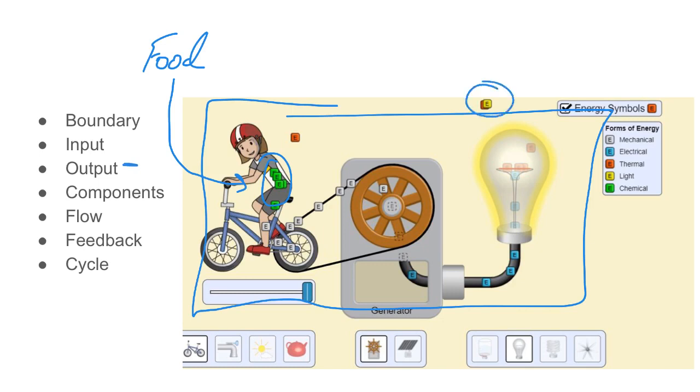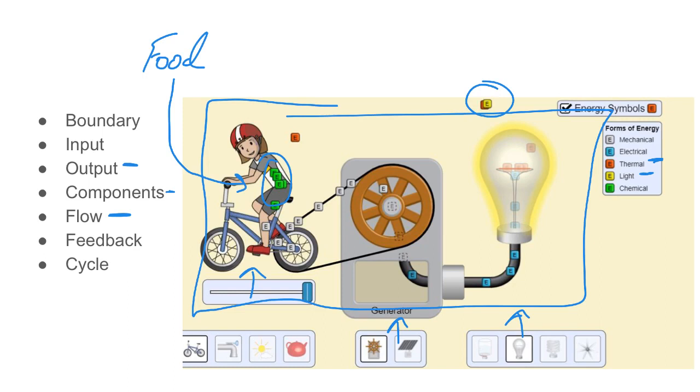We have light energy right here, and we have thermal energy right here. We can see the little red box and the little yellow box. So we know that we're losing light energy and thermal energy that we're giving off here. I can see my components. I have the biker, I have the generator, and I have the light. So I have those components of my system model.